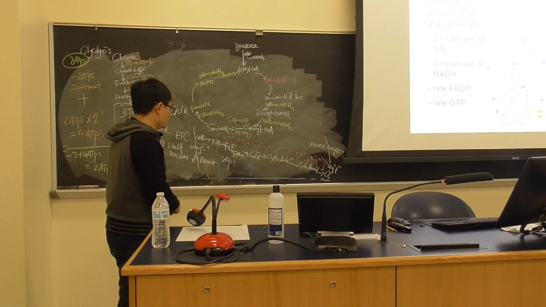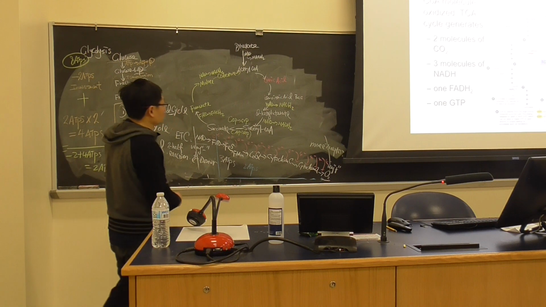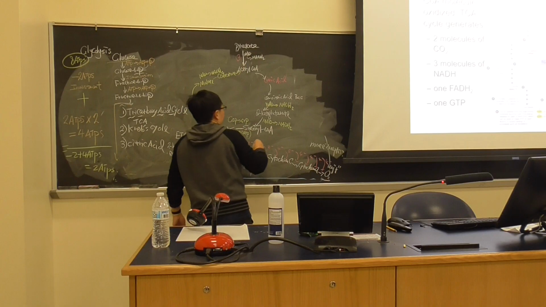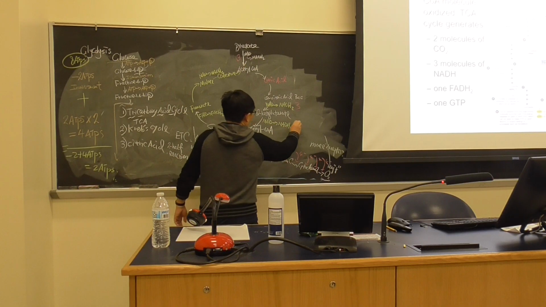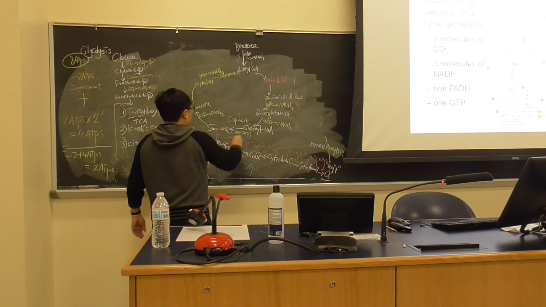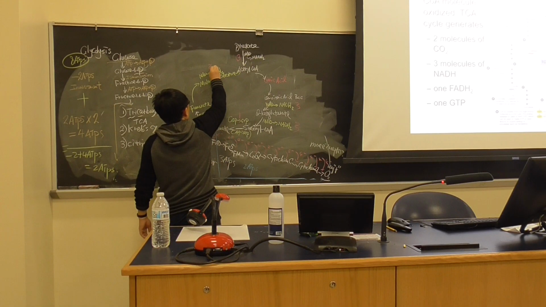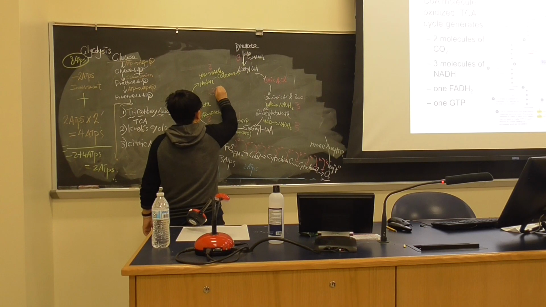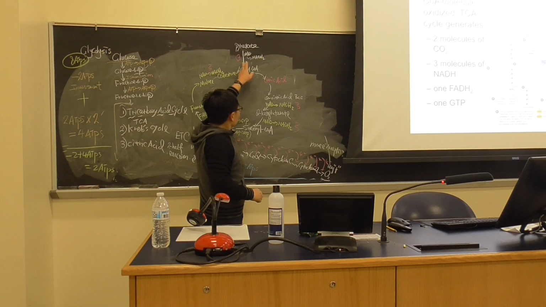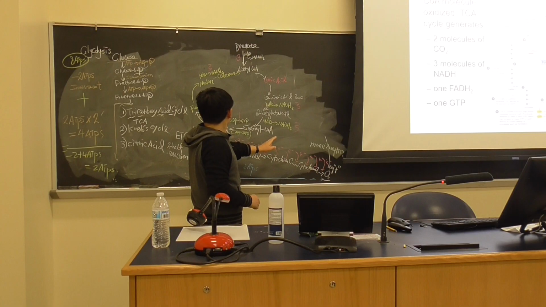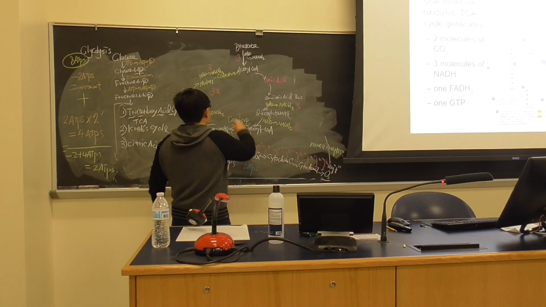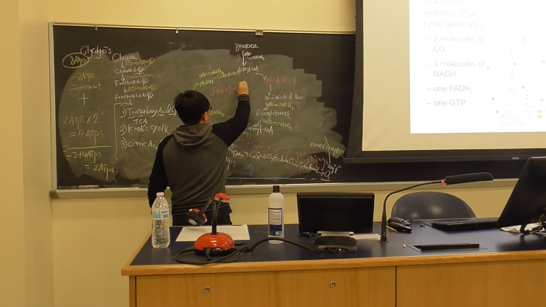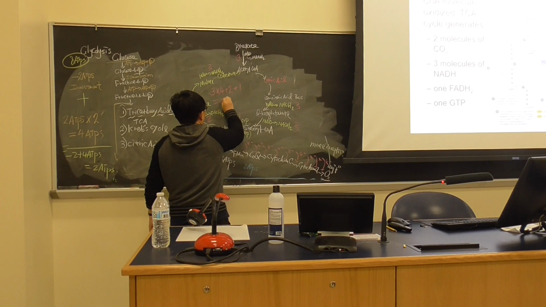Okay, so how many energy currency molecules are created? 3 ATP here, 3 ATP here, 3 ATP here, 1 here, 2 here, and 3 here. So how to do the calculation? 3 multiplied by how many? 1, 2, 3, 4. And there is 2 ATP here, and there is 1 here. So how many? 15 ATPs.